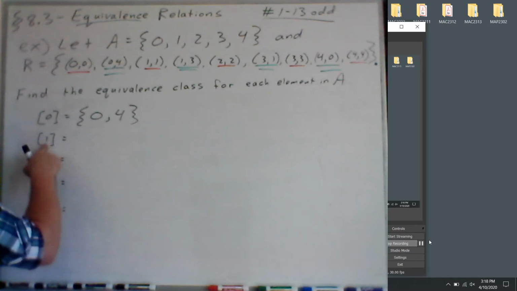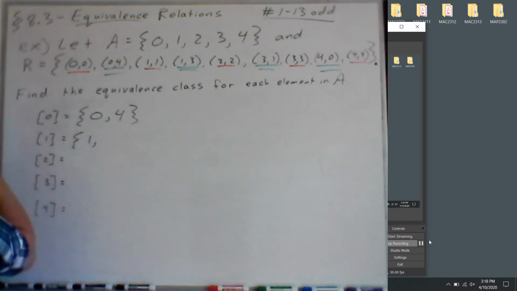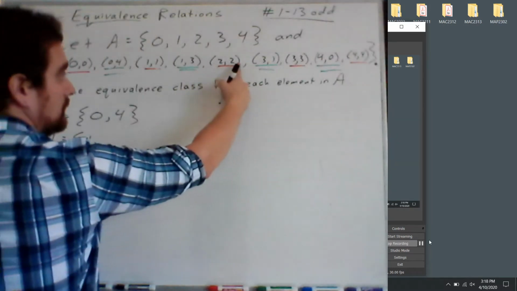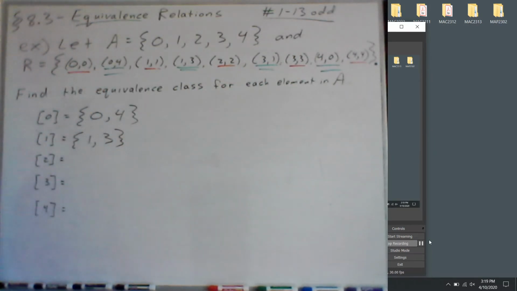So let's find out which elements are related to the element 1. 1 is related to 1, so 1 is in that equivalence class. 3 is related to 1, so 3 is in that equivalence class.